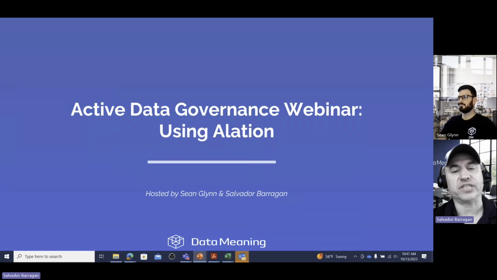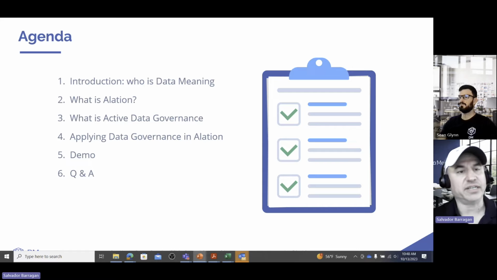But before I continue further, I'd just like to introduce the presenters. Oh, first the agenda. We'll discuss a little bit about Data Meeting, who we are, what Alation is, what Alation does, what active data governance is, and then how we apply data governance in Alation. As part of that, we're going to discuss data strategy, data policies, data quality, data lineage, data stewardship, and workflows within Alation. In the last section, we're going to discuss a little bit about change management, a very key area that is required to ensure that your Alation implementation with data governance really is successful. We'll have a demo after each of those sections, and then after that, we'll do a Q&A.